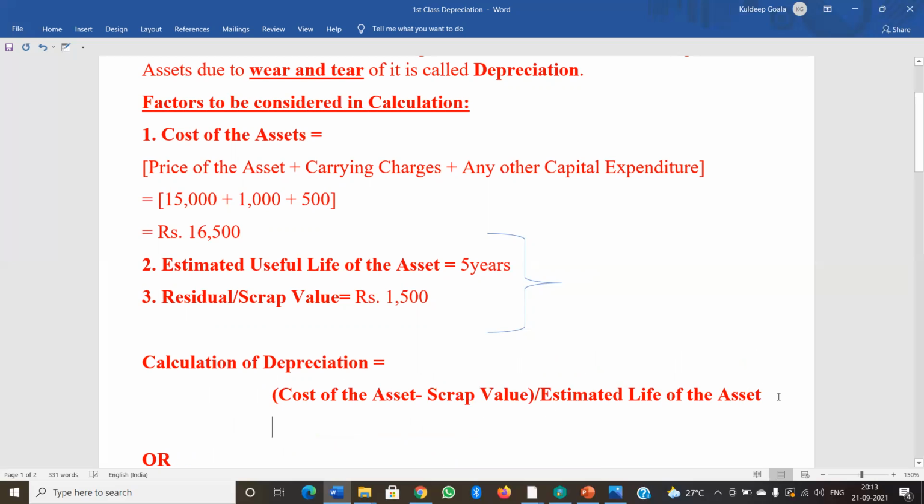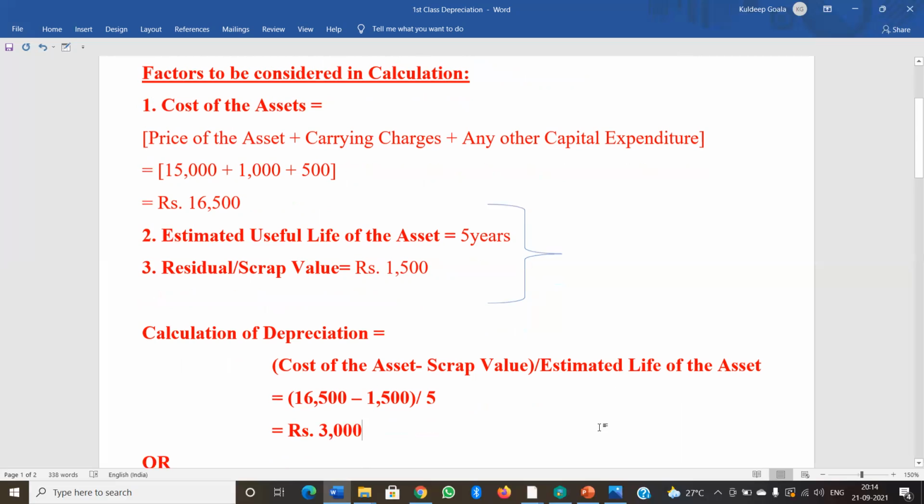So in this case, how will you find it out? See, what is the cost of the asset we got? It is 16,500 rupees minus what was the scrap value? Scrap value was 1500. Whole thing divided by the estimated life which we have taken here, which is 5, right? So what is the amount of depreciation you are going to get? I'll just explain how it came. Here it is 16,500 minus 1,500, it is coming 15,000, divided by 5, it is coming rupees 3,000, right? So this rupees 3,000 is nothing but the amount of depreciation you are going to get.